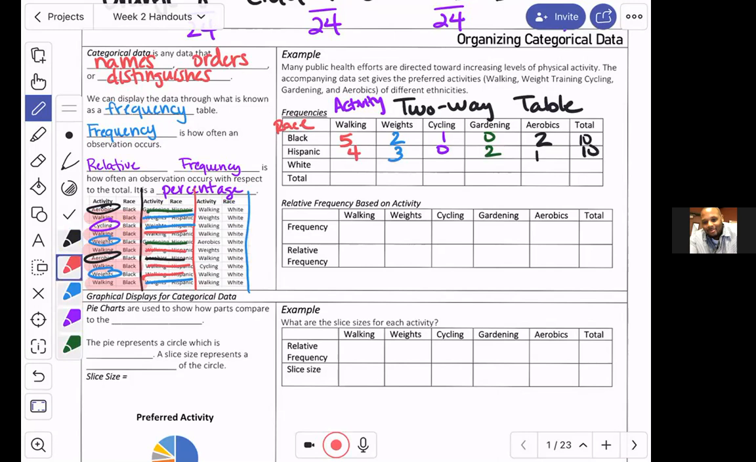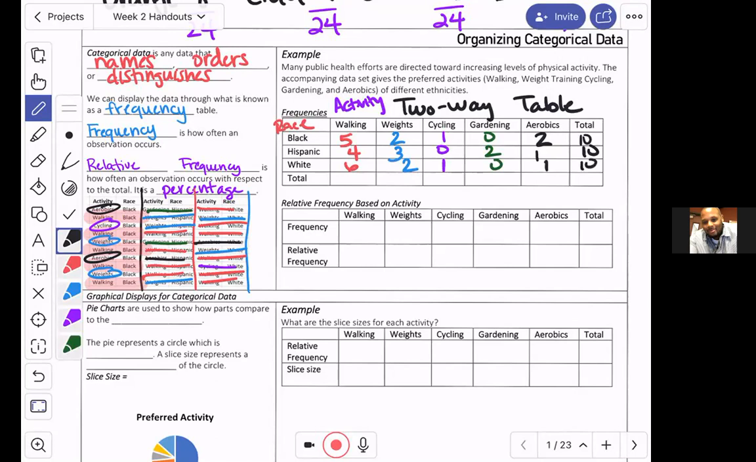And then for whites, I get 6 walkers, 2 weights, oh, 1 cyclist, 0 gardeners, and 1 aerobics person. Again, for a total of 10.